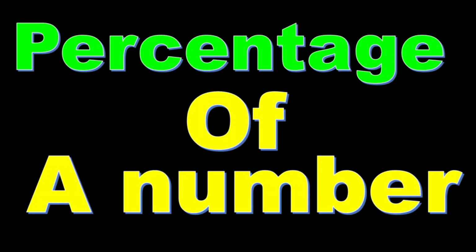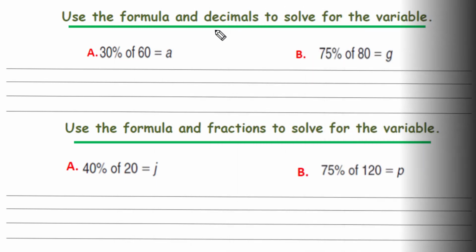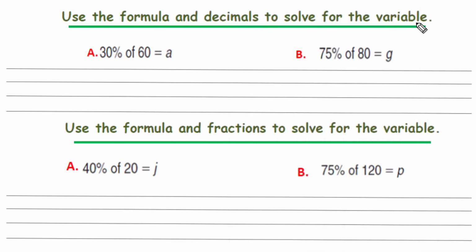Next, percentage of a number. Use the formula and the decimals to solve for the variable. How can you use the decimals to find the value of A and the value of G? We will use the decimal formula of the percent. A is equal to 30% of 60. Ask yourself, what's the decimal form of 30%? Yes, just divide 30 by 100. We get 0.3 times 60.